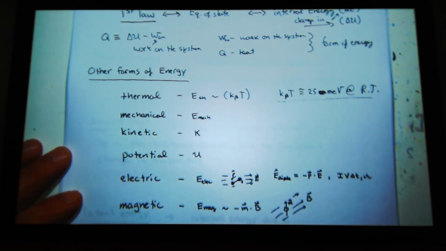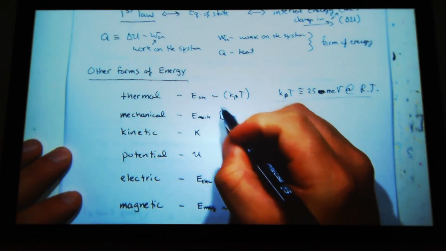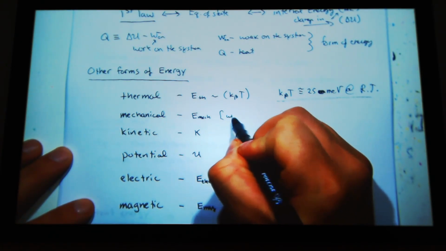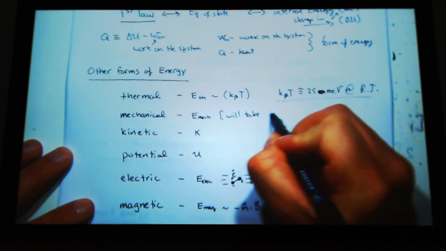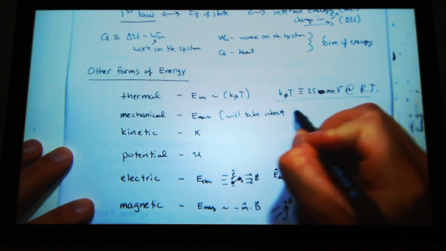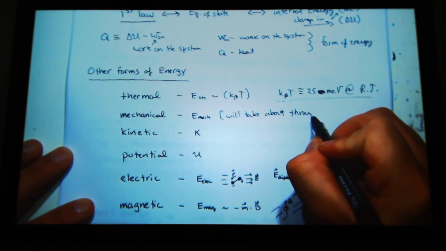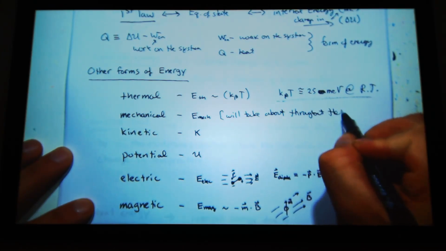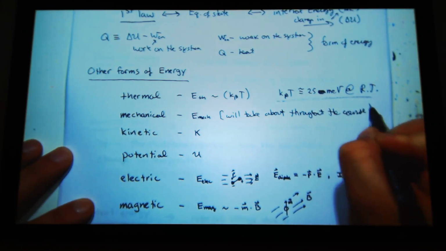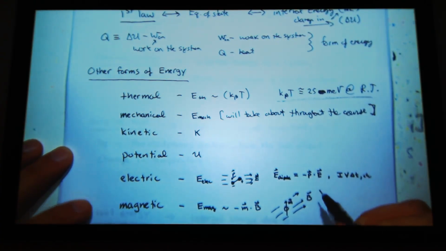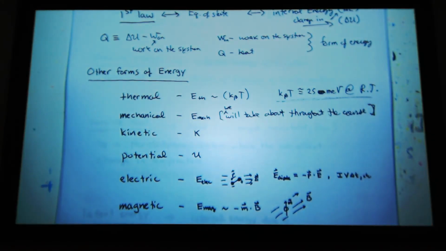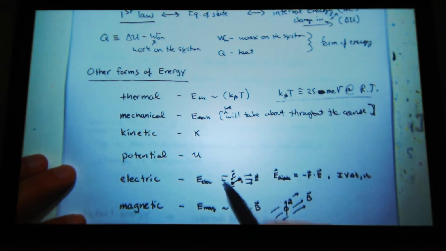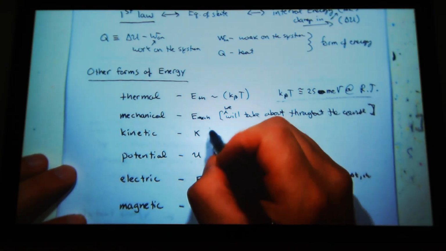And then there's also mechanical energy. The mechanical part, we will talk about throughout the course. Kinetic energy, of course, we will talk about that also throughout the course.